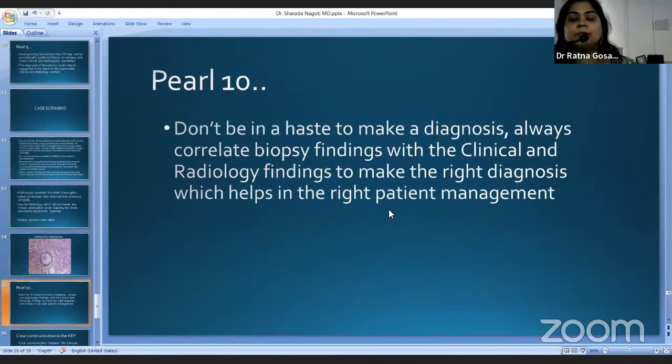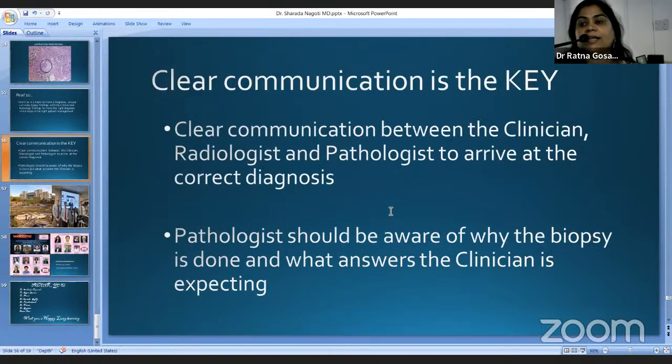So coming to the last pearl, number 10: don't be in haste to make a diagnosis. Always correlate biopsy findings with the clinical and radiology findings to make the right diagnosis, which helps in the right patient management. So with this, I end my talk, giving you the final take-home message.